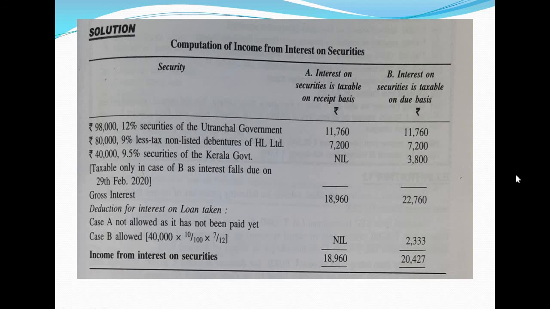But under the second case, it is accrual basis, whether you have paid it or not. If it is related to the current financial year or the current previous year, it has to be recorded. So that's why in case B, that is on due basis, the interest on loan is 2,333. So the income from interest on security, or the income from other sources, under the first case is 18,960, and under the second case it's 20,427.